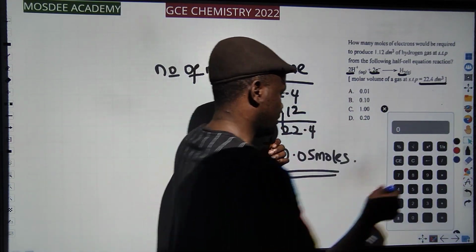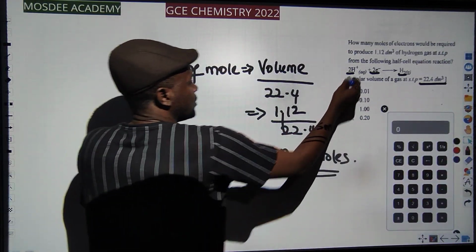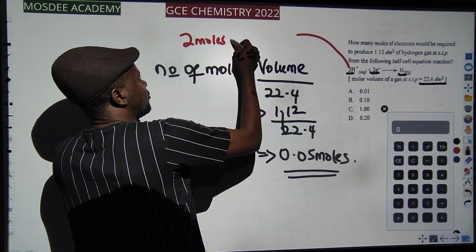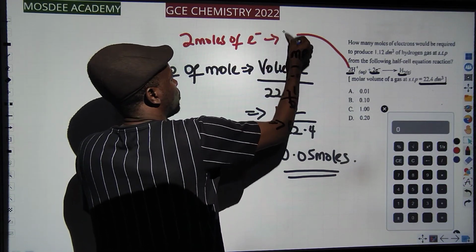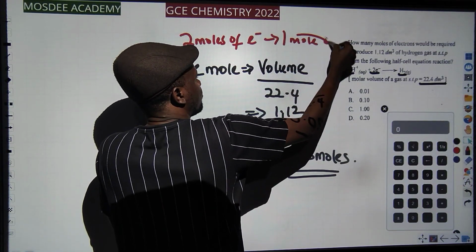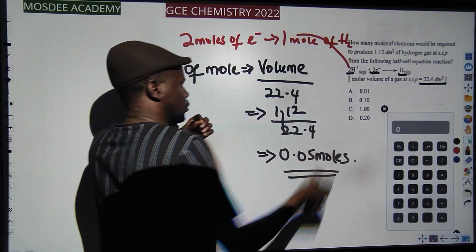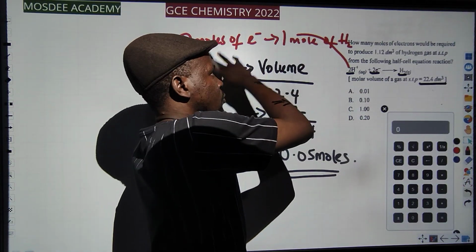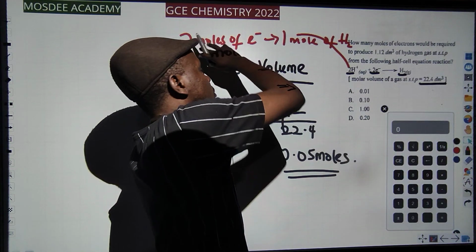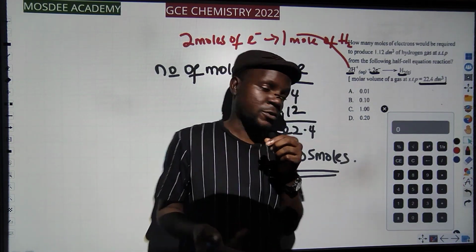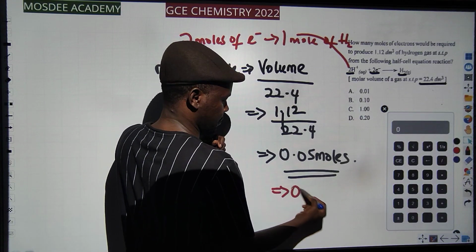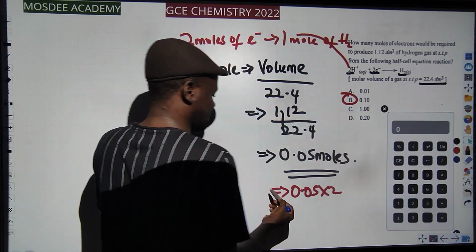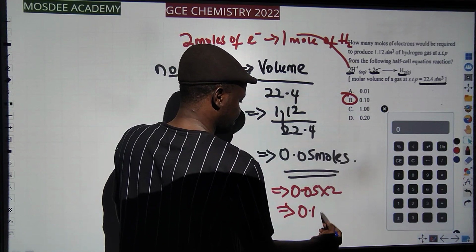So let's use our stoichiometry knowledge. From this equation we can conclude that 2 moles of electrons are required for 1 mole of hydrogen. That means the ratio is 1:2. So 1 mole of this one will be 2 of the other one. So how can you get 2 from 1? You multiply by 2. So the answer you have here, you have to multiply by 2. If you do this, guys, the answer here will be 0.1. So that is how to do that, 0.1 mole.